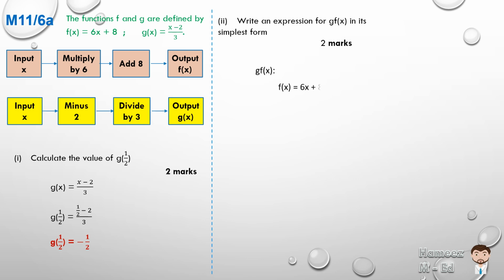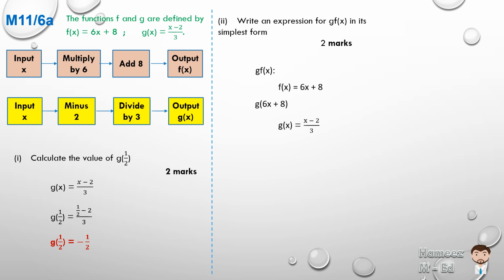f of x is equal to 6x plus 8. And now that we know that, instead of writing g f of x, we want to replace f of x by what we just worked out, 6x plus 8. So let's write our formula now. We know our formula generally for g of x. g of x is equal to (x minus 2) all over 3.